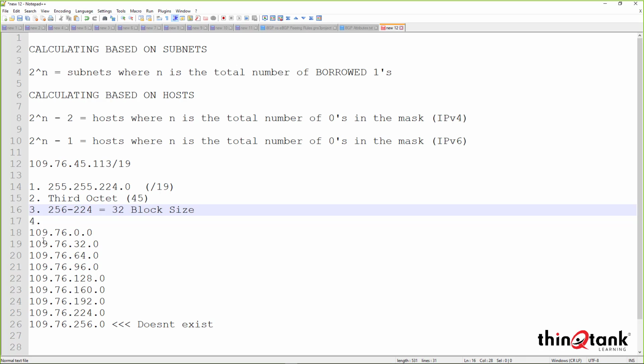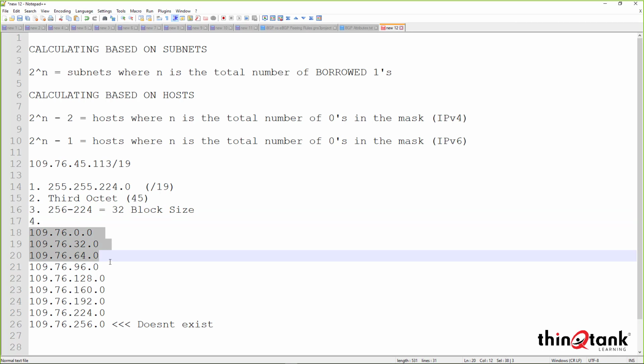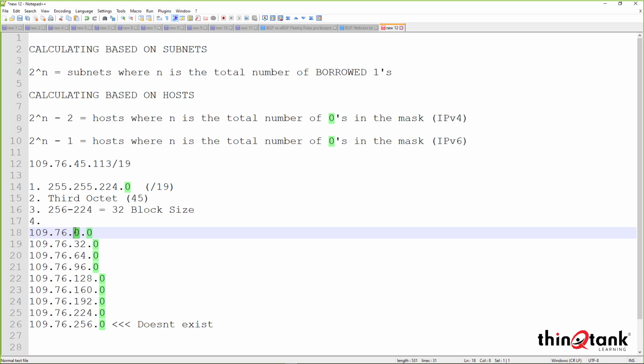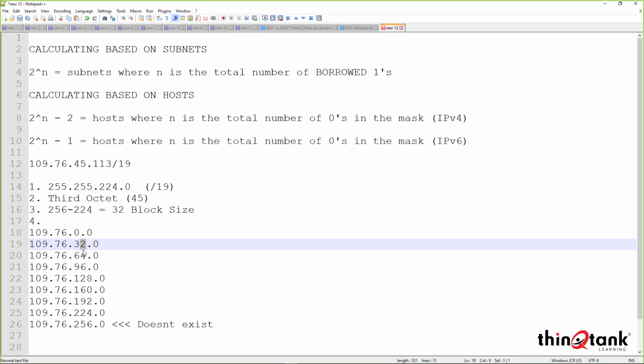And do you understand how I got each of these networks? We're subnetted in the third octet. I'm adding the block size each time because every number in the third octet divisible by the block size is a network ID.